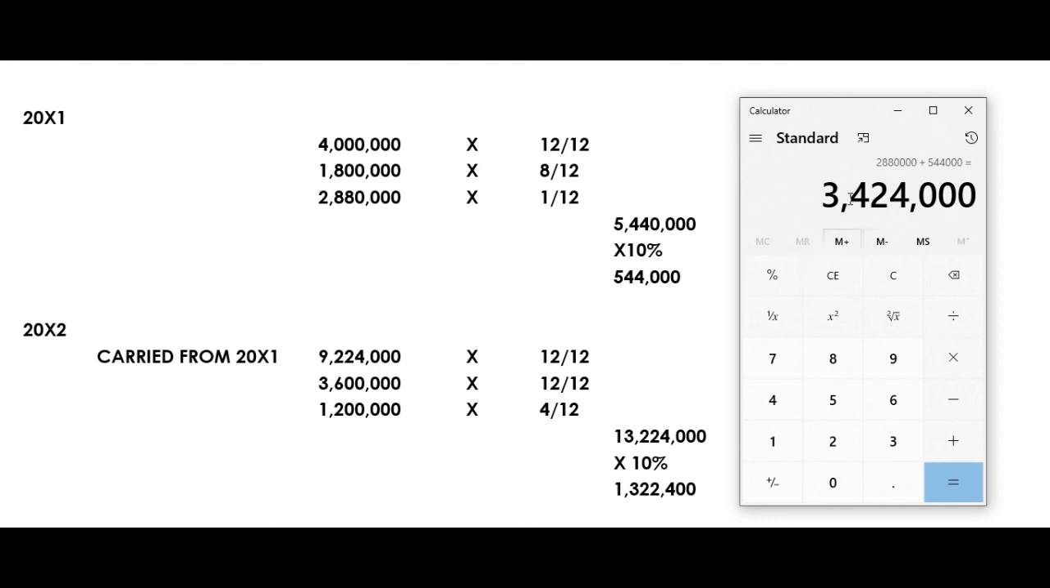Okay. Parang mali yung total ko. Mali nga. 4 million plus 1,800,000 plus 2,880 plus 544. Yun. Okay? So, 9,224,000. Total mo na, multiply mo na agad ng 12 over 12. Okay? So, yun na yung ating weighted average ng 20x1 expenditure. Take note kasama ka pa rin kasi siya sa accumulated na weighted average expenditures.